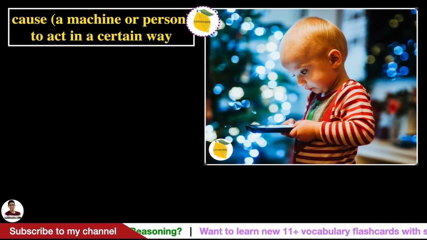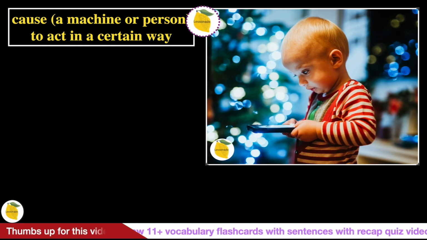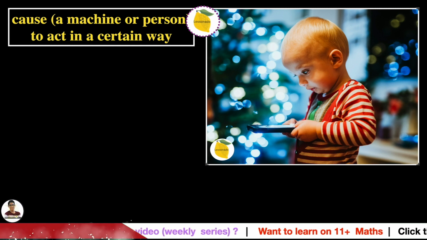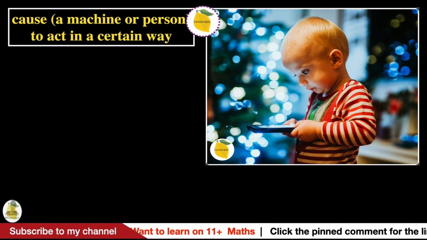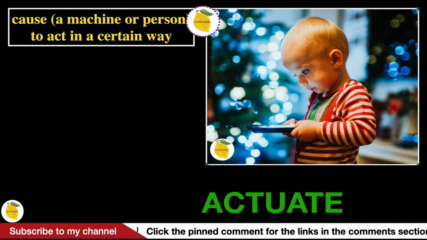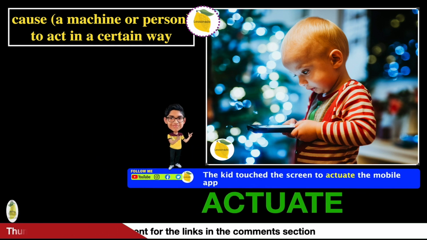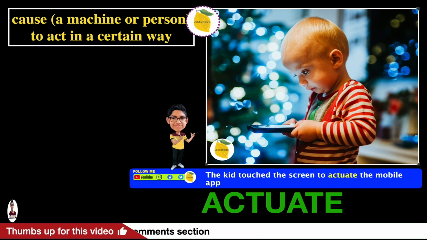The next definition we have is cause a machine or person to act in a certain way. In this picture, we can see a person who is causing a machine to act in a certain way, and therefore the word will be actuate. And the sentence for this word is, the kid touched the screen to actuate the mobile phone.